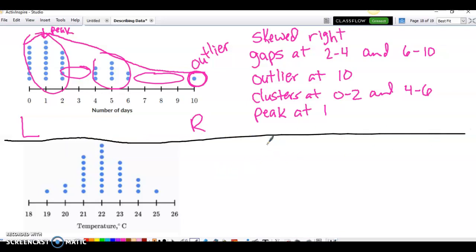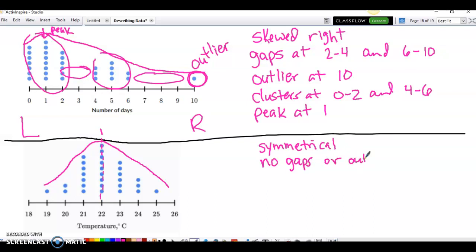All right, do we have a shape here? Yes. Let's trace our shape. Let's go up like this and then down here. And this one kind of looks like a mountaintop or a bell. And if I were to draw that line down the center, we would have a symmetrical shape. Okay, so we're symmetrical. I don't see any gaps. I don't see any outliers. So no gaps or outliers.